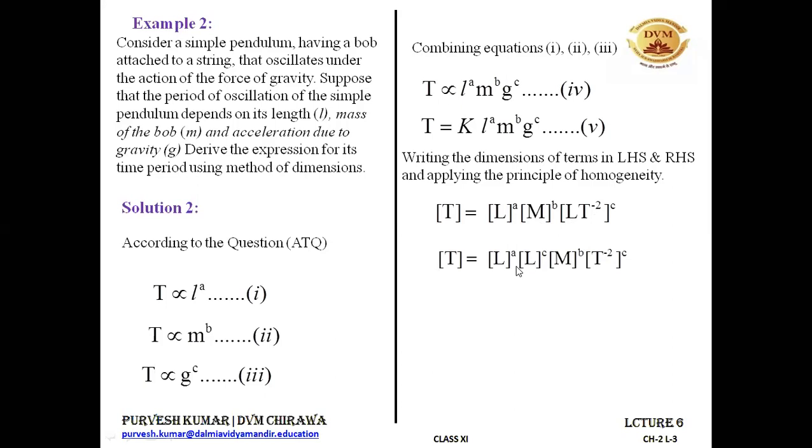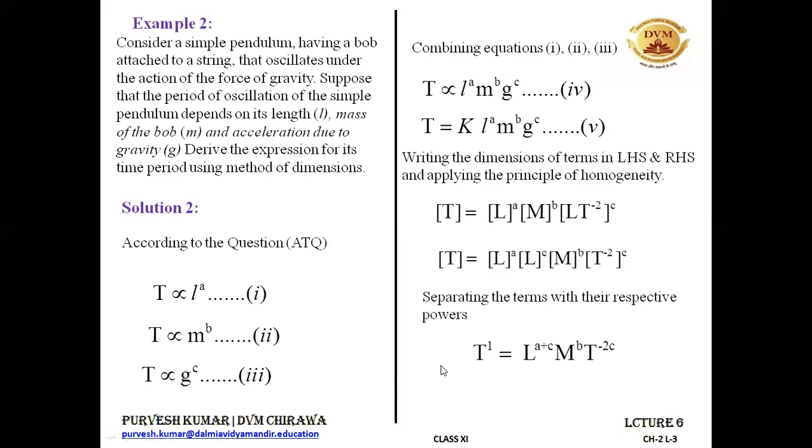Now coefficients are same and powers are different. So what we can do, we can add these powers. We have learned this from algebra that whenever the coefficients are same and the powers are different, we can always add them. So that's what I have done. Here T becomes equal to T to the power 1 and L has power A plus C, M has power B, and capital T is having power minus 2C. All right. So separating the terms with their respective powers, I can write it like this. Towards the left hand side, T is having power 1. So that's what I have written. Towards the right hand side, L is having power A plus C, M is having power B, and capital T is having power minus 2C.